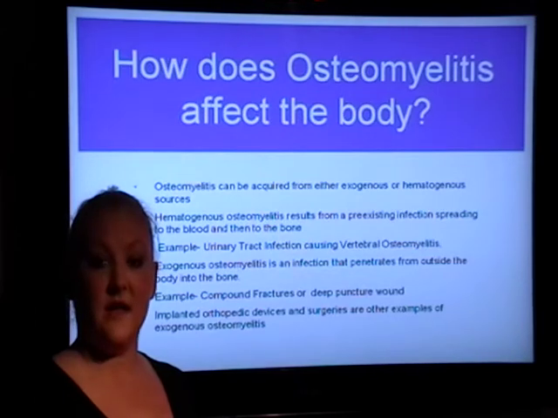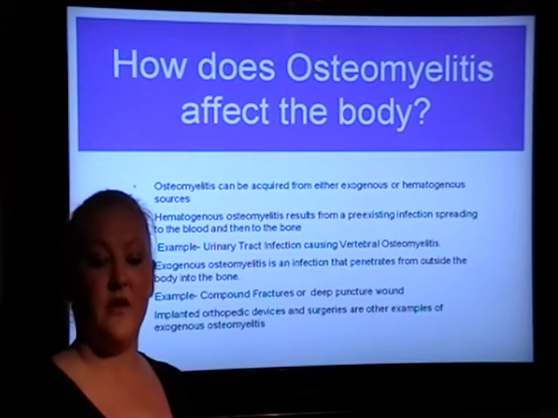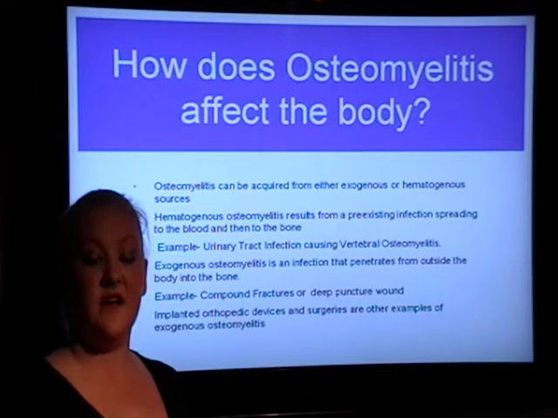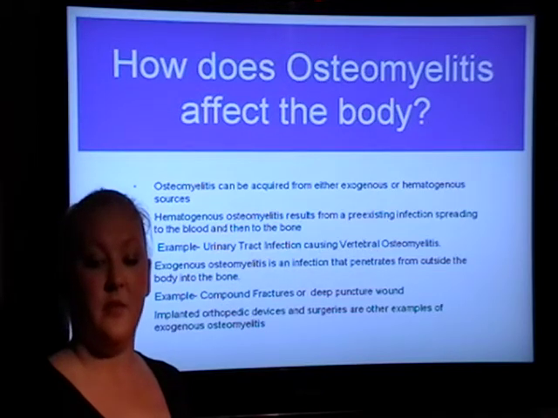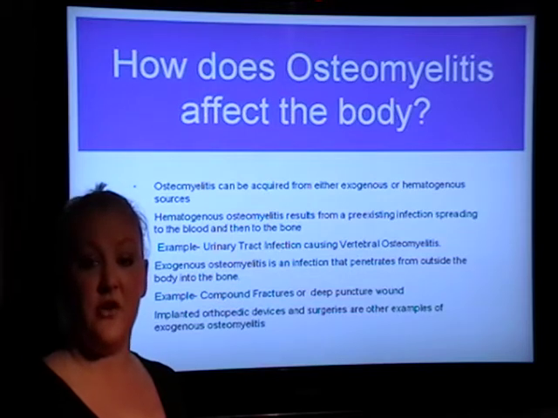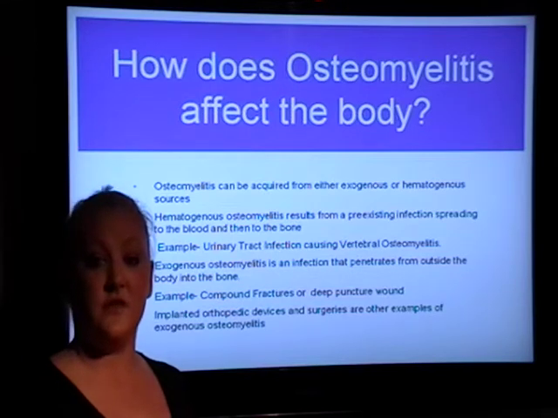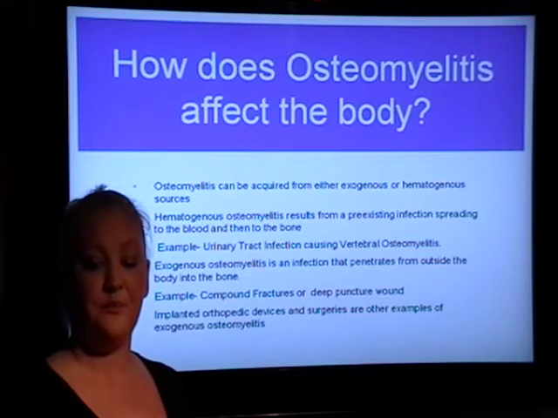How does osteomyelitis affect the body? Osteomyelitis can be acquired from either exogenous or hematogenous sources. Hematogenous osteomyelitis results from a pre-existing infection spreading in the blood and then to the bone. An example of this would be a urinary tract infection causing vertebral osteomyelitis.